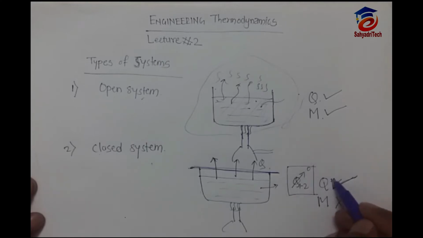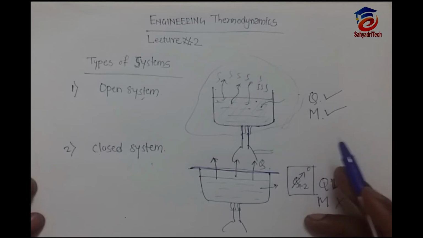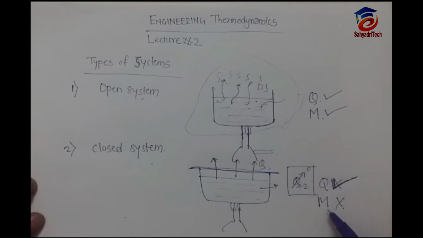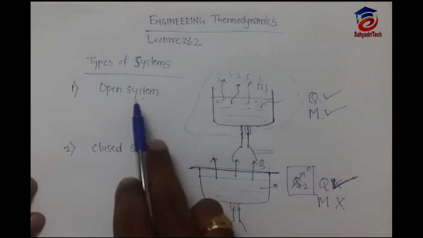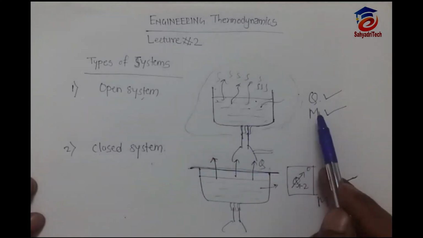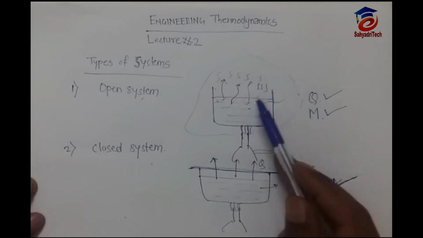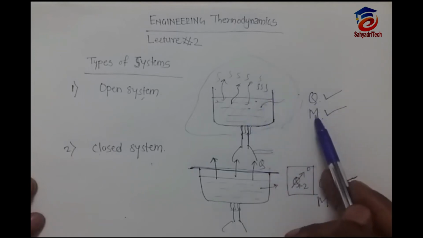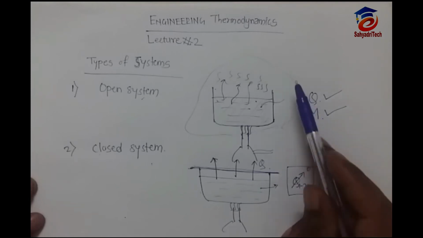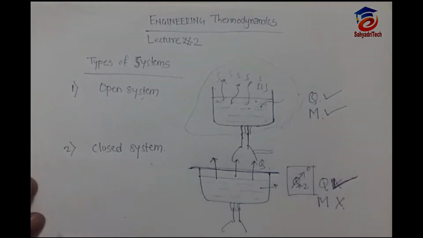So what can we say? Q will transfer from system to surroundings, and from surroundings to system is possible, but mass is not possible from system to surroundings and vice versa. In an open system, Q and mass will transfer from system to surroundings, and the vice versa is also possible. Heat and mass will transfer from surroundings to system also.